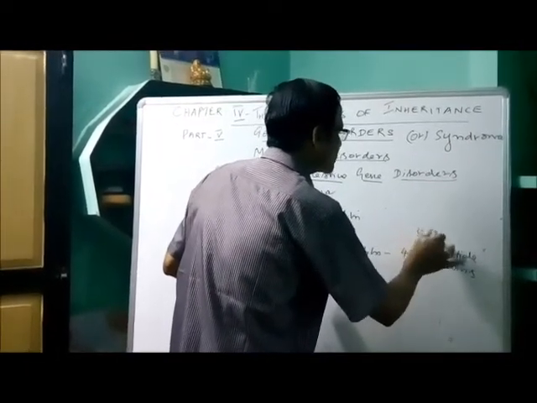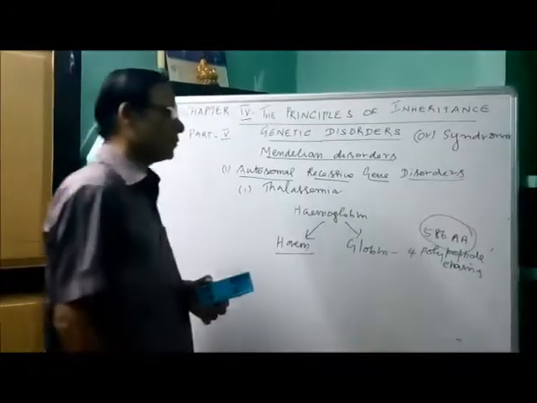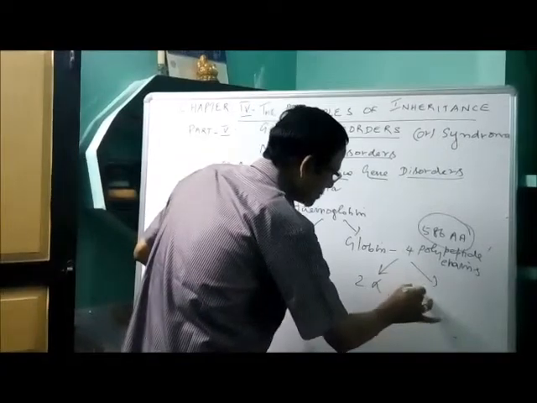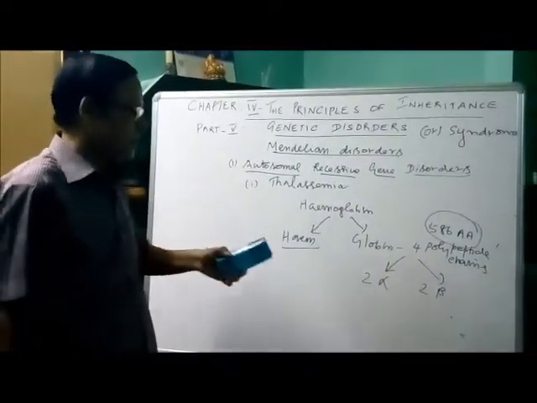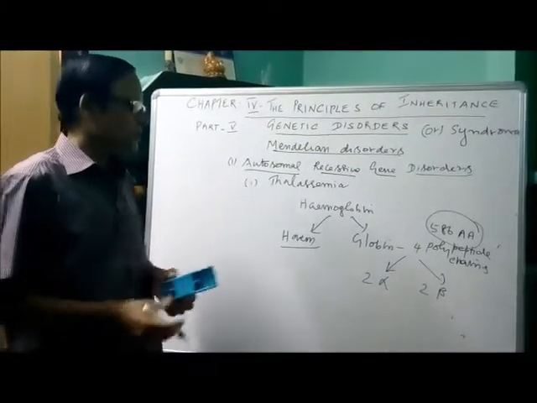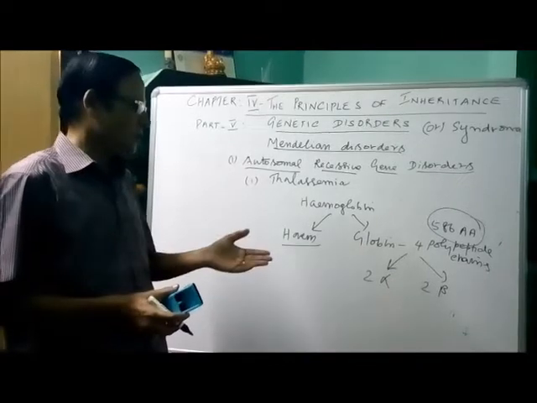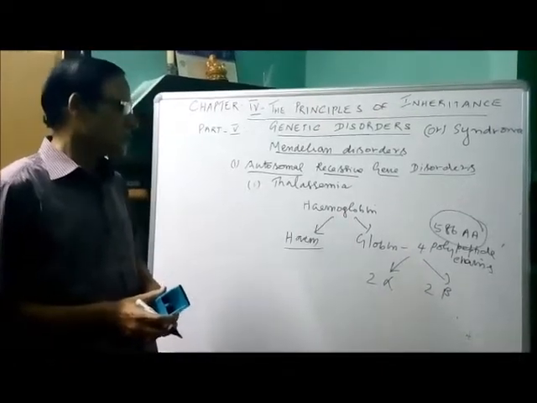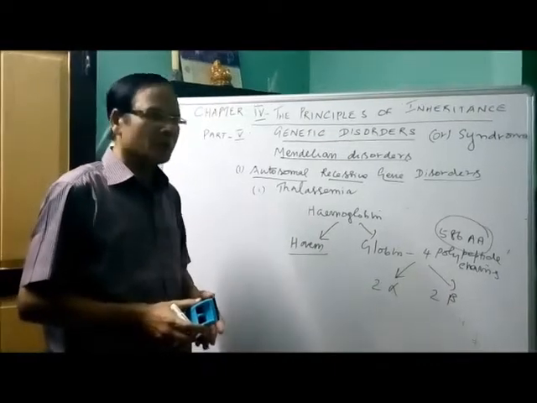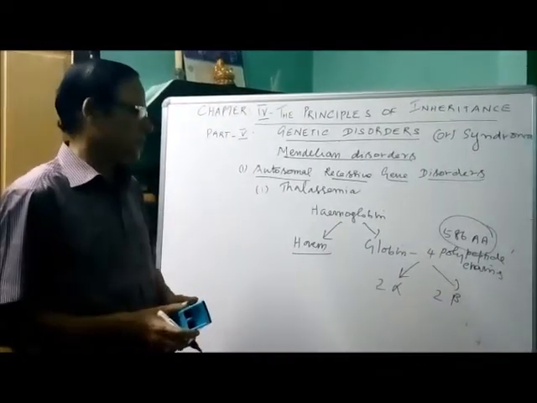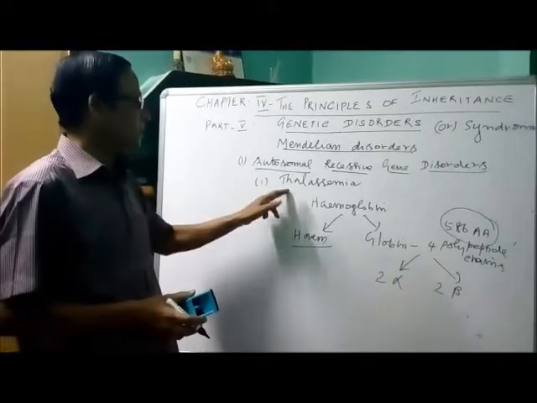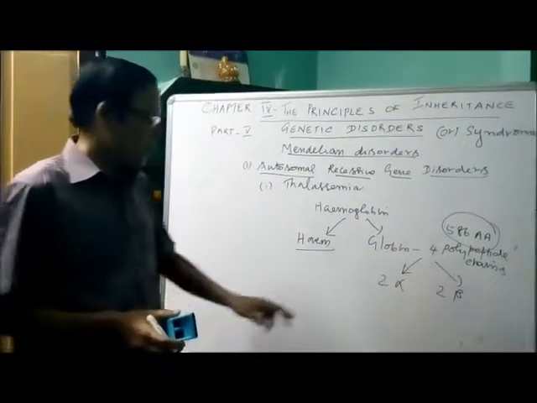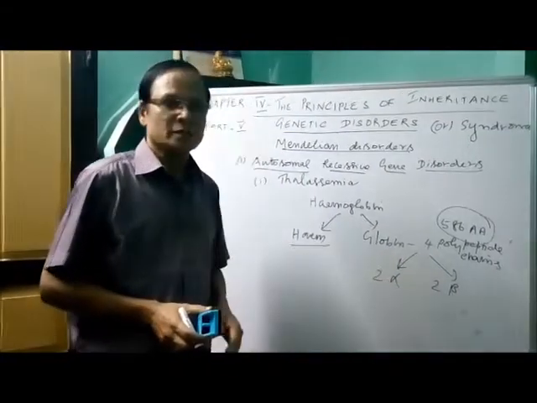A total of 586 amino acids, all the chains together. The four polypeptide chains are two alpha chains and two beta chains. The thalassemic persons have defects in either the alpha globin chain or the beta globin chain. That results in the production of abnormal hemoglobin, leading to the destruction of RBCs. That results in anemia. So it is a kind of anemia where the destruction of RBCs occurs due to the production of abnormal hemoglobin, either in the alpha chains or in the beta chains, or both.